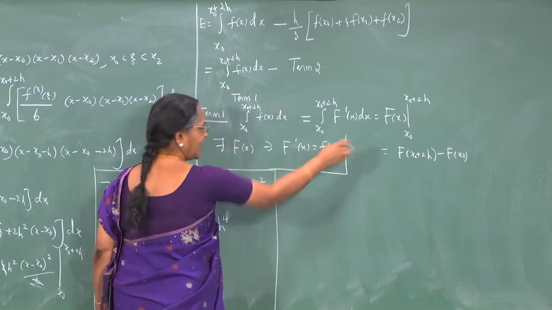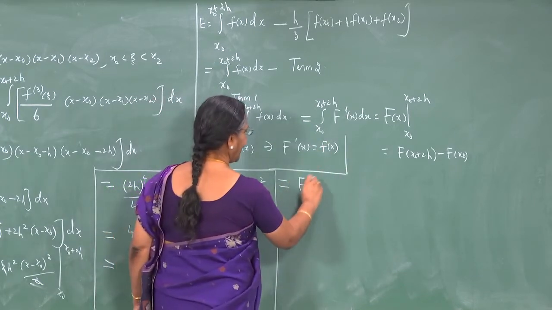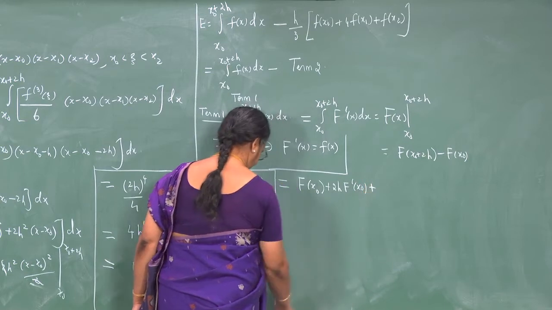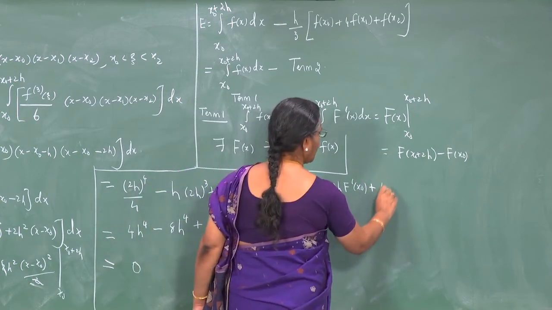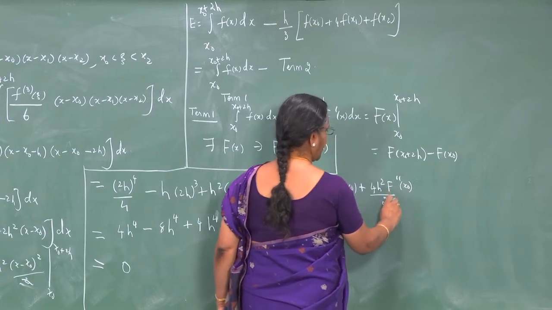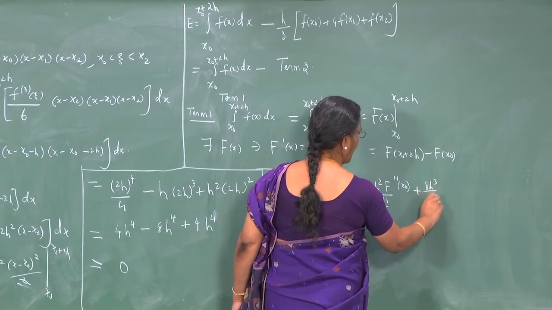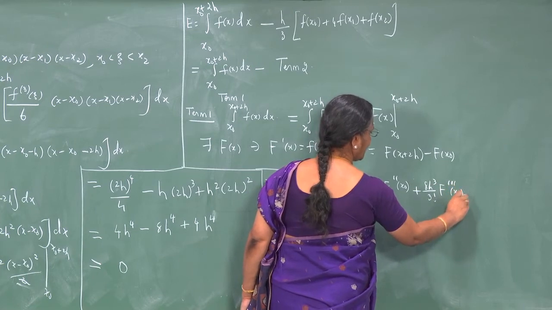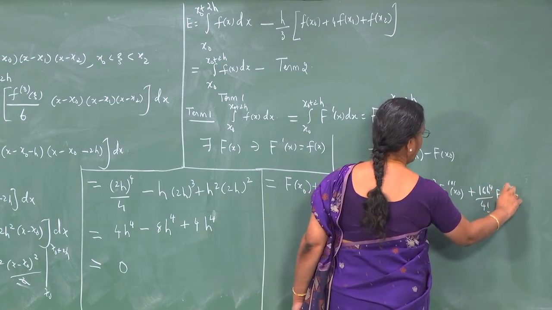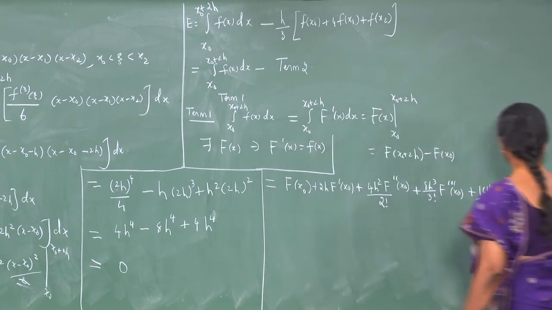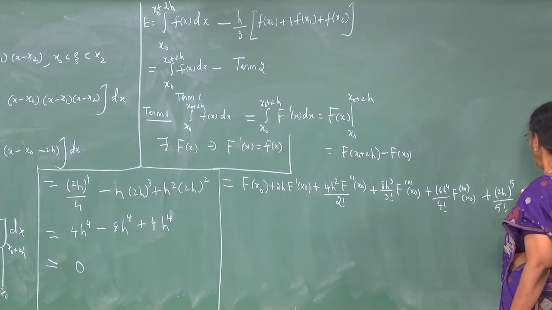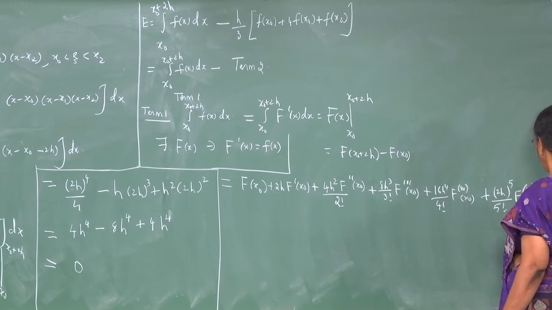So, we shall use Taylor's theorem and write this as f of x naught plus 2h into f dashed of x naught plus 2h the whole square into f double dashed of x naught by factorial 2 plus 2h the whole cubed by factorial 3 into f triple dashed of x naught plus 2h the whole power 4 by factorial 4 into the fourth derivative at x naught plus 2h the whole power 5 by factorial 5 into the fifth derivative at x naught, and so on.